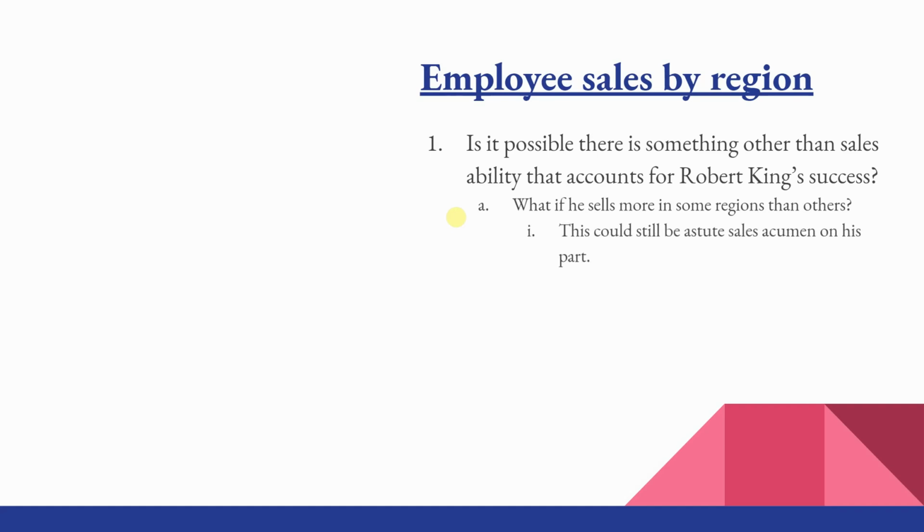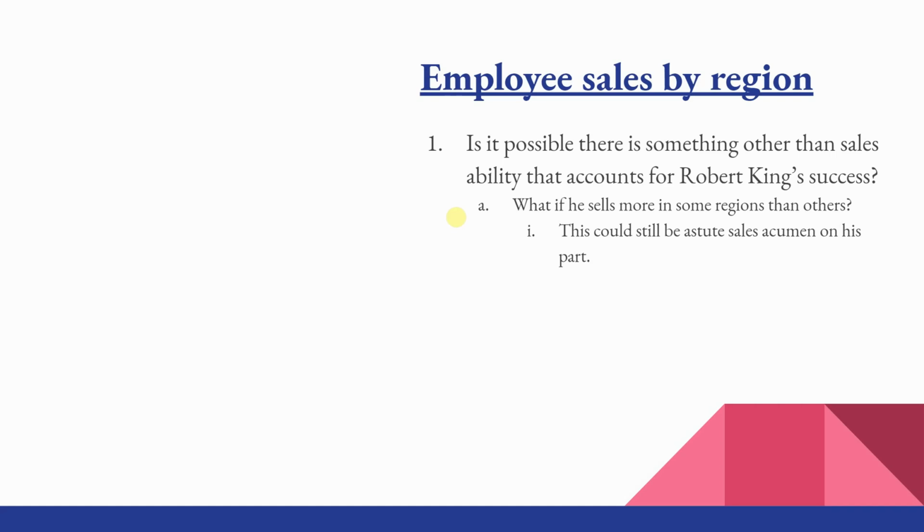Well, that could still be a marker of his astute sales acumen. It depends on whether he's assigned customers, or if he has some agency in being able to pick them. Because if he's picking customers, then even if he's picking customers from certain regions, clearly he has an idea of who the big spenders are, and as a salesperson, he knows where to target his efforts to where he's going to get the most return for his time.